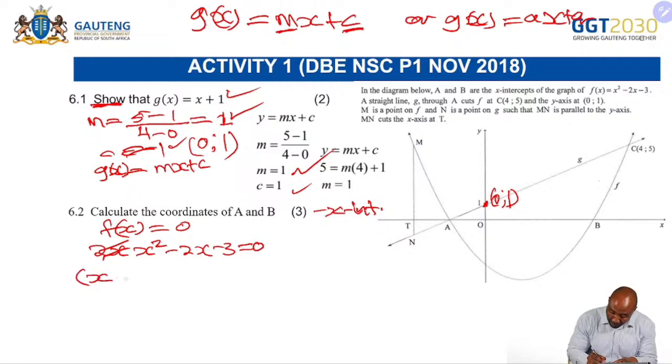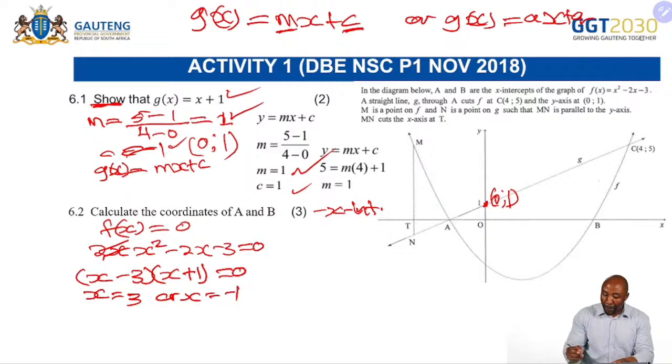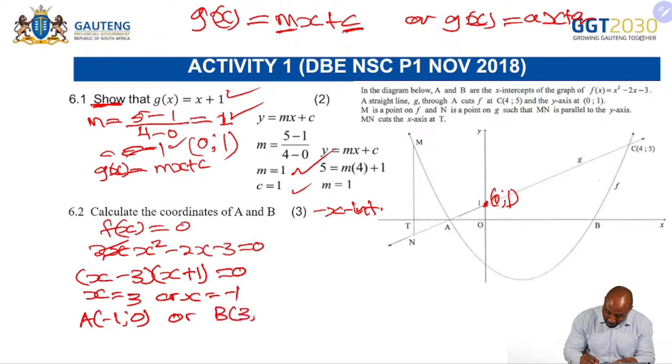The factors are x minus 3 and x plus 1. The middle term is negative, so the bigger of the two factors takes the negative sign. For you to get negative 3, you multiply 3 by 1, and it will give us that. So we'll get our x as 3, or our x as negative 1. But we know that A is on the negative side, so A must have the coordinates negative 1 and 0, and B will have 3 and 0 as its coordinates.